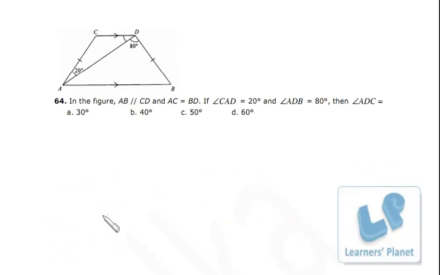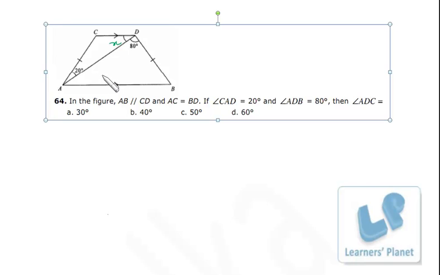Now see this. In the figure, AB is parallel to CD and AC is equal to BD. If CAD is equal to 20 and ADB is this, then ADC we have to find out. ADC, that means this angle, I suppose it to be X. Now since AC is equal to DB, 20 plus X, this angle will also be 20 plus X. Okay, and I suppose this angle to be Y.